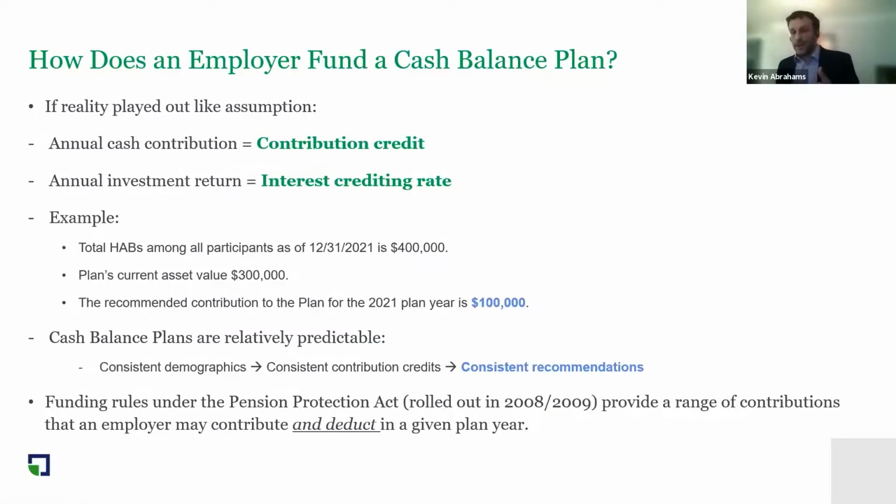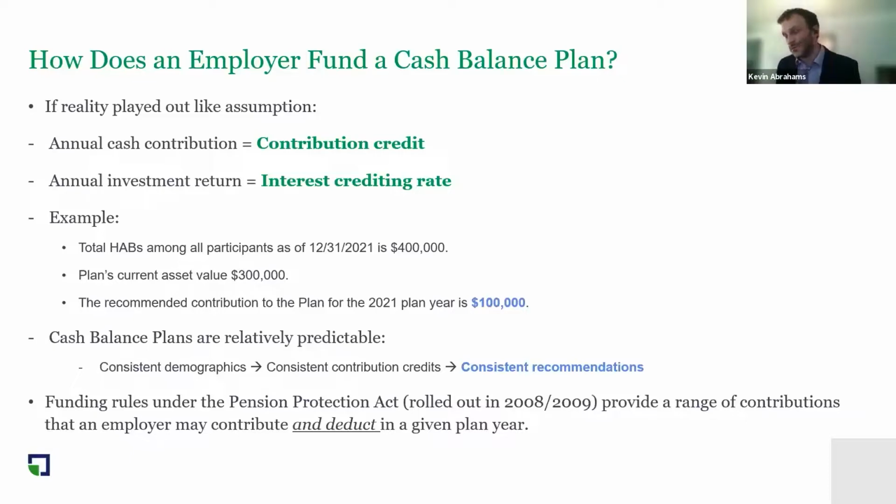So we're interested in actually the cash, like how deposits are formulated and what goes into the plan. Like I said before, if reality played out like assumption, what the plan sponsor would deposit each year would be approximately equivalent to the contribution credits. And the interest credits that are guaranteed to all the participants would be made up by the investment return. But obviously, reality doesn't play out like assumption.